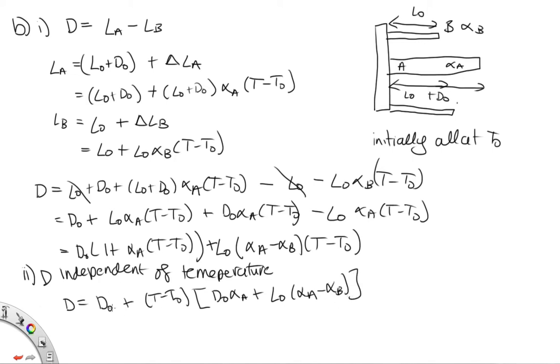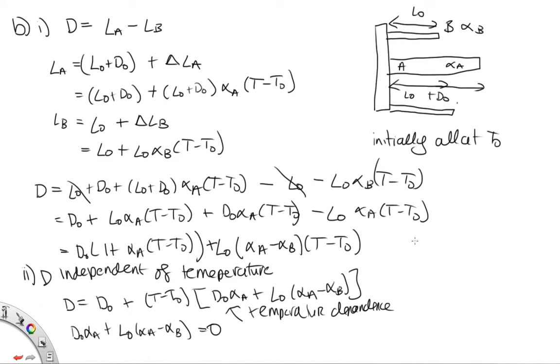Okay, so this term is independent of temperature. This term has the temperature dependence. So this term must disappear for it to be independent of temperature. So we know that D naught alpha A plus L naught (alpha A minus alpha B) is equal to 0.